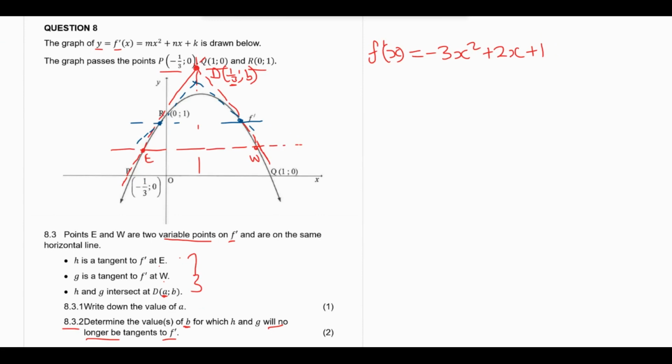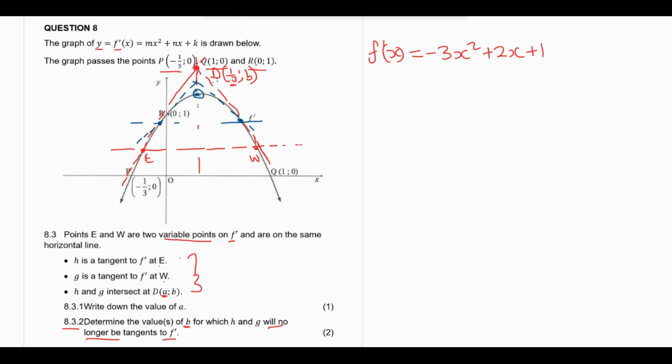So E can move up to the turning point. W also can move up to the turning point. So D can be on the turning point or above it. It means point D, where the tangents meet, can be on the turning point or above the turning point. If D is below this turning point, H and G are no longer tangents. Let's say D is here. H and G are no longer tangents. You see that they're now inside the curve. Once D is below this turning point, then H and G are no longer tangents.